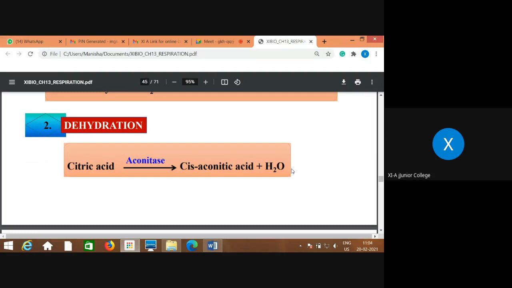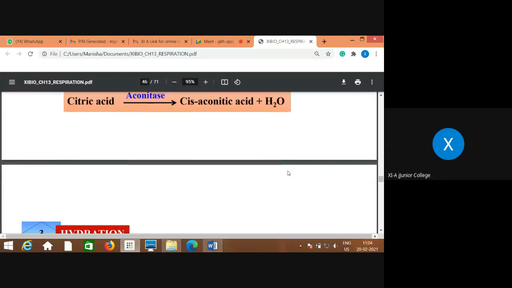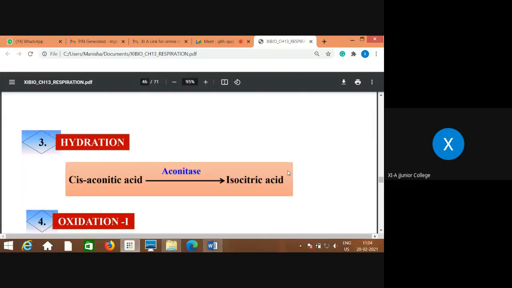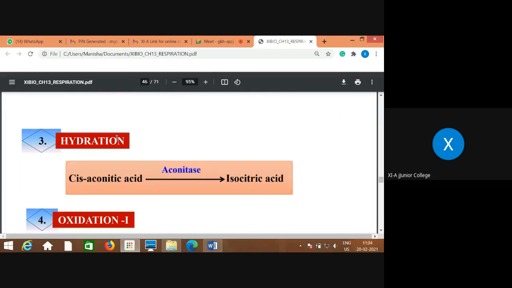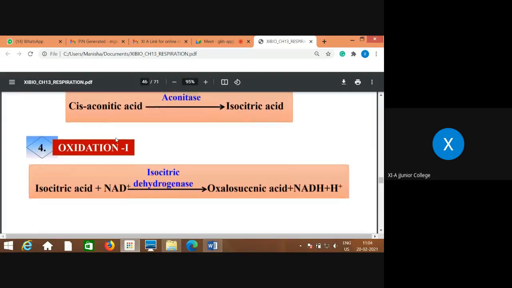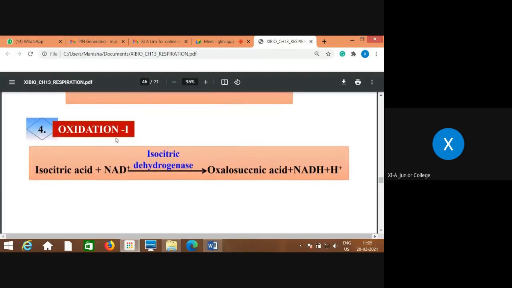Citric acid gets converted into cis-aconitic acid with the removal of water, dehydration. Then again hydration, that means again addition of water. So cis-aconitic acid gets converted into isocitric acid in the presence of a water molecule. Hydration takes place.